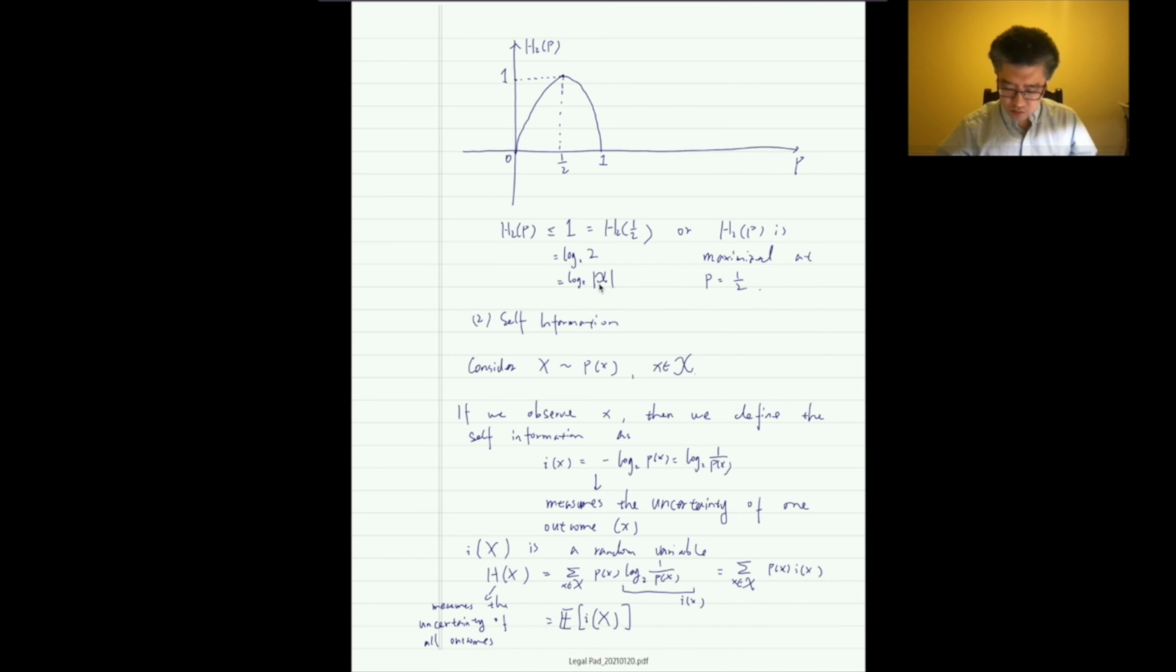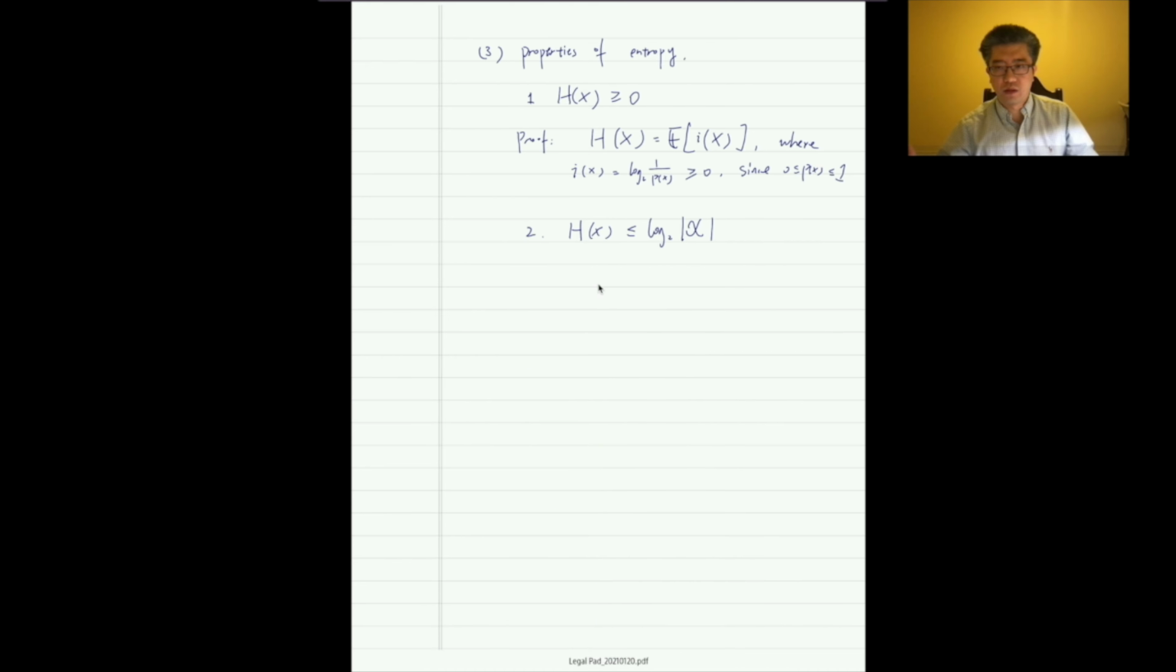In this case, can you think what the condition is for the equality to hold? Basically the equality will hold if and only if the random variable X follows a uniform distribution, which means that each value of X is taken with a probability of 1 over n, where n is the cardinality of the alphabet. So X is uniform over this alphabet.